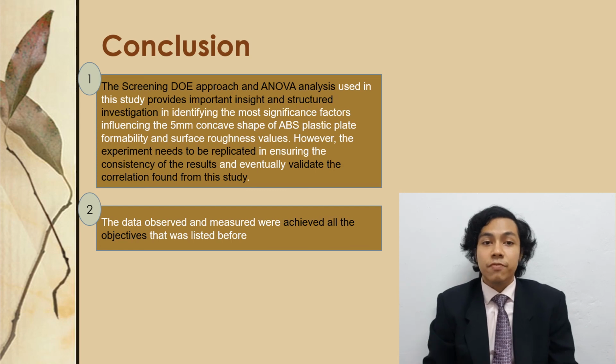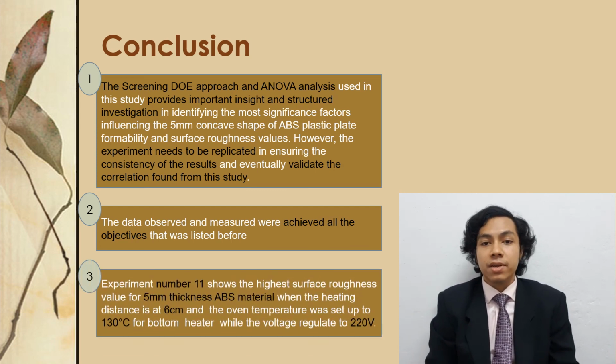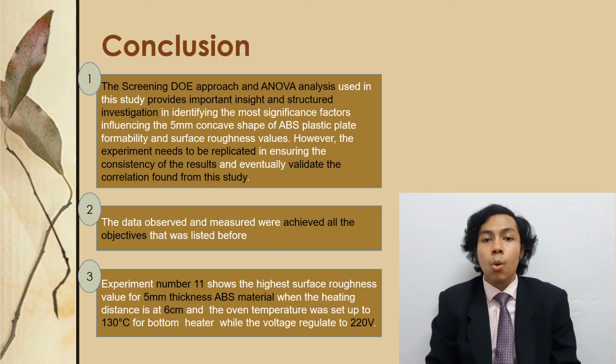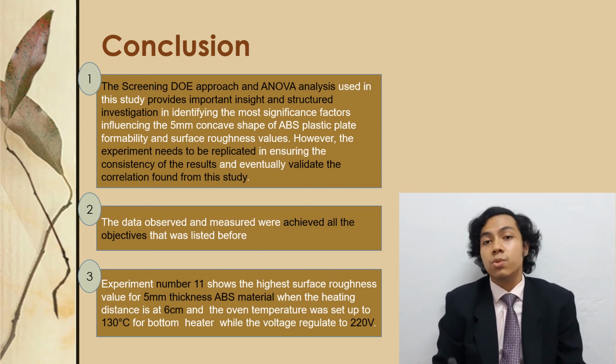that were listed before. Experiment number 11 shows the highest surface roughness value for 5 mm ABS thickness material when the heating distance is at 6 cm and the oven temperature was set to 130 degrees Celsius from the bottom heater, while the voltage was regulated to 120 volt.